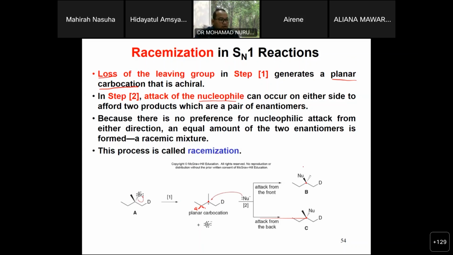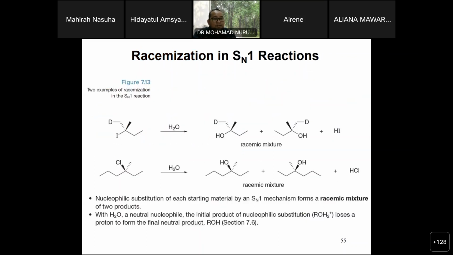Okay, and both compounds will give you a racemic compound, a mixture of two compounds in equal amounts. What I can say is a 1-to-1 ratio. But it depends on the nature of the compounds. So, okay, this is another example. Nucleophilic substitution of the starting material for SN1 forms a racemic mixture of two products.